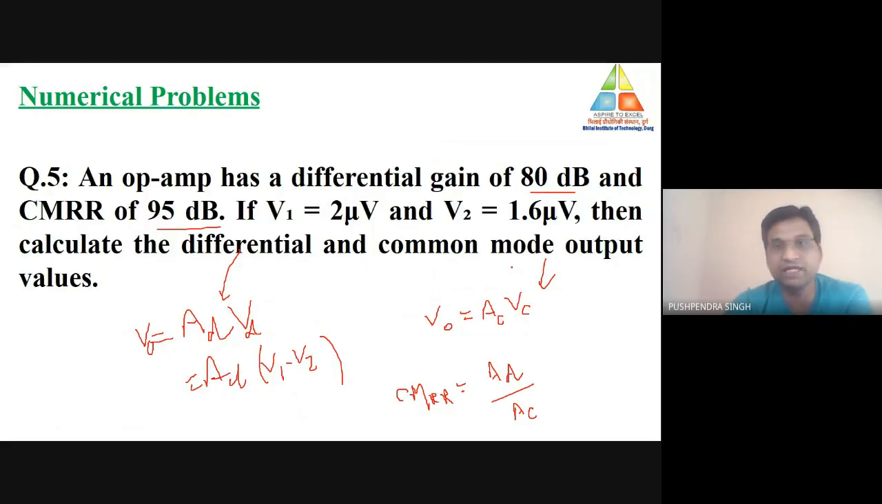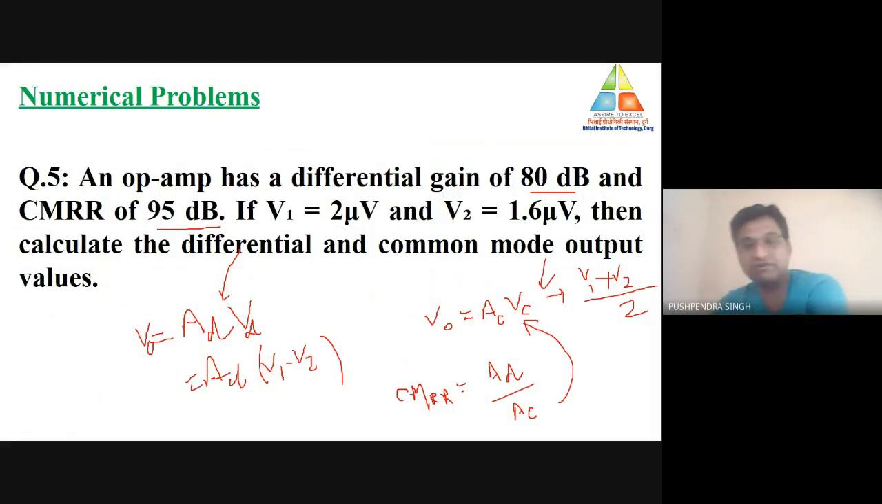Now for part B, for the calculation of common mode output, what is the value of output in case of common mode gain? V0 is equal to AC into VC, where VC is the average of two input signals. VC is what? V1 plus V2 divided by 2. That is the value of VC. Now what is AC? AC is not given, but the value of CMRR is given. So with the help of CMRR equation, we can calculate the value of this AC. So AC will be how much? AD divided by CMRR. So now AC is calculated. Now substitute the value of AC here. So you may easily calculate the value of V0 in common mode output.